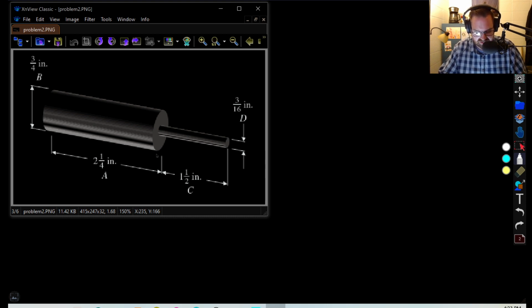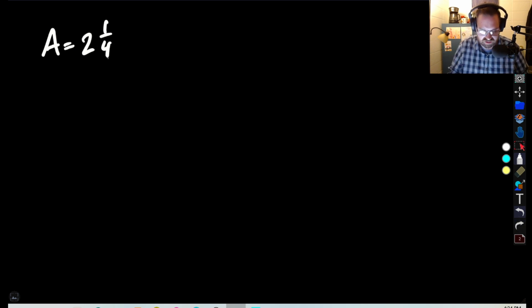For each length here, all we have to do is take this, treat it like it's a scale of 1, and then multiply it by 16 to get the 1 to 16 ratio. Okay, so 2 1/4. Yeah, this is going to flip every single time. I'll just tell you what they are. Okay, so A is, let's try this again, 2 1/4.